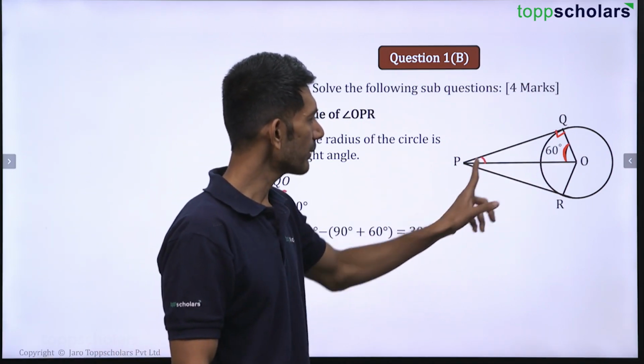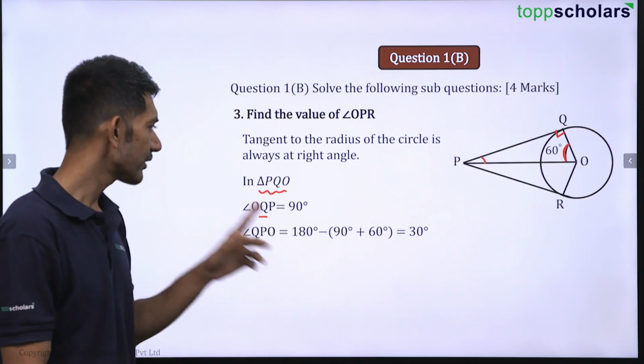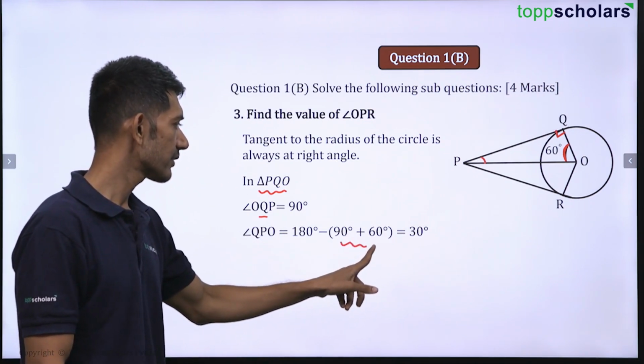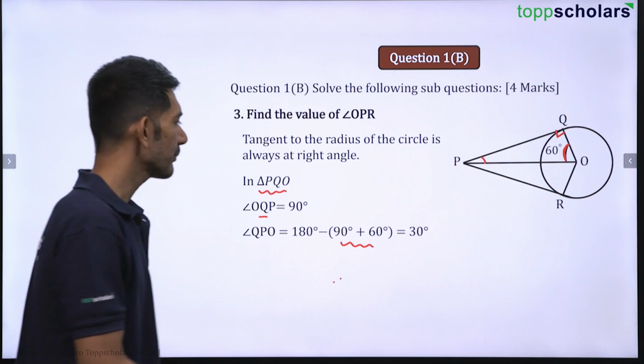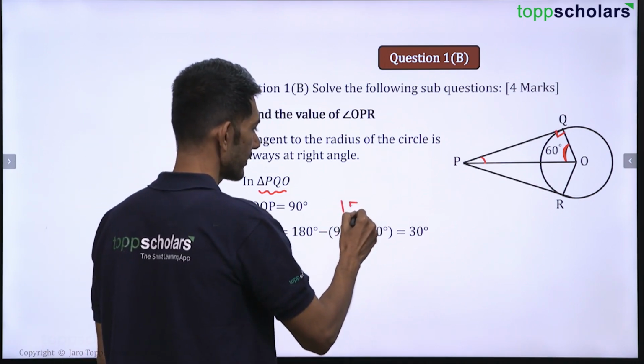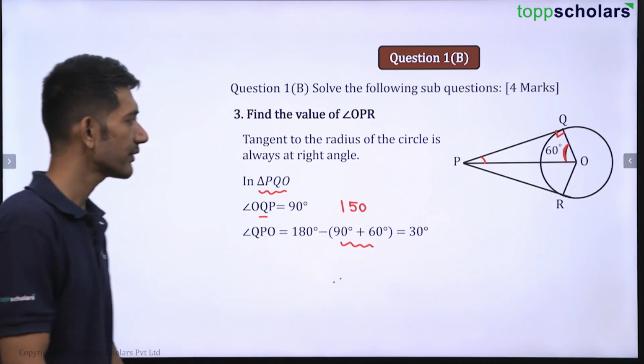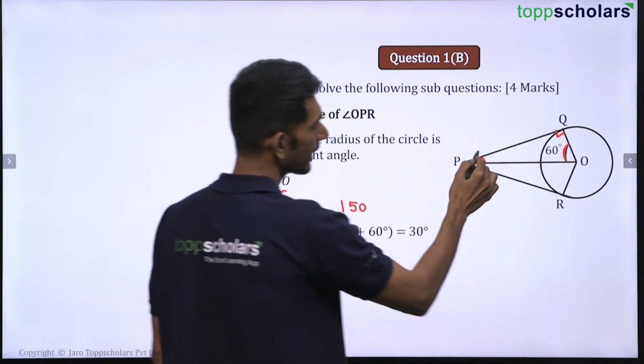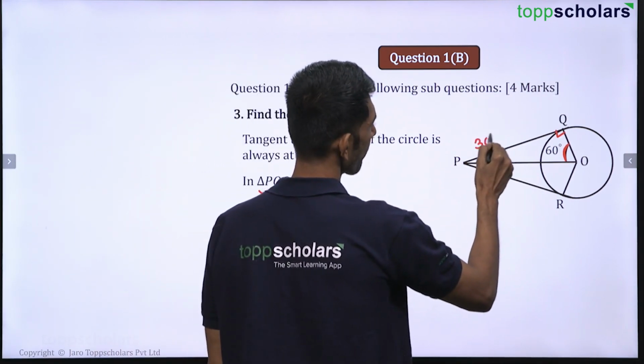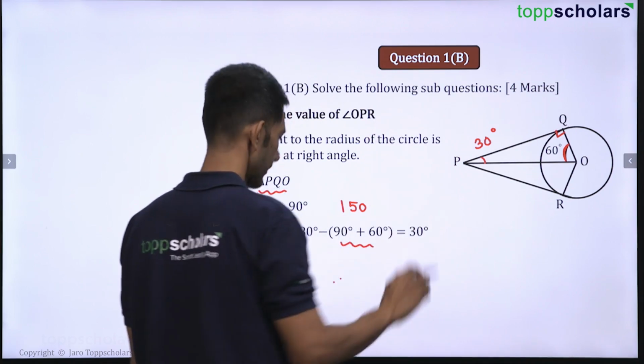So can I find out the remaining angle? Yes, I can do that. That is 180 minus (90 plus 60). So 90 plus 60 is how much? 90 plus 60 is 150. And 180 minus 150 is 30 degrees. So can I say this angle P is 30 degrees, correct?